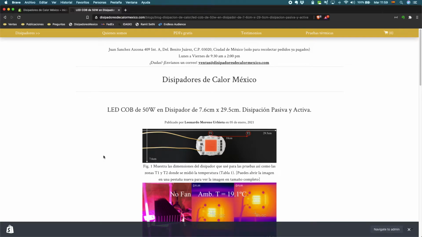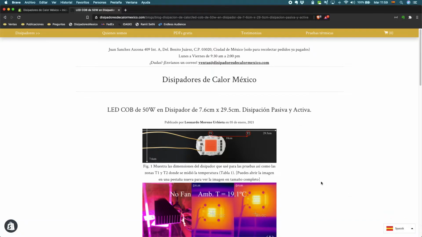For this week, I made an experiment using our 7.6 centimeter wide heatsink with a length of 29.5 centimeters. I used for this test a COB LED that is rated at 50 watts, and the temperature was measured at two different points, T1 marked here and T2 at a distance of 10 centimeters.